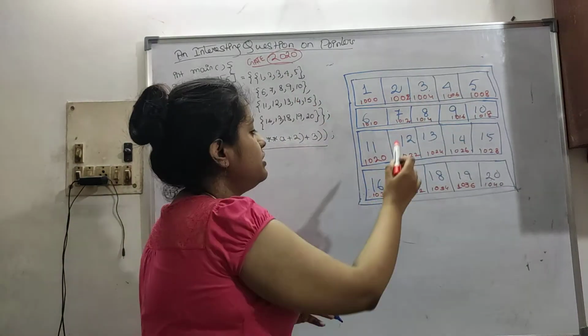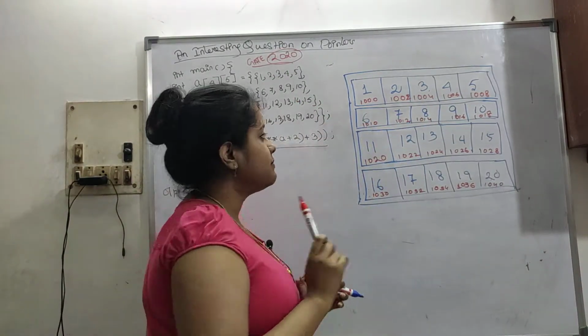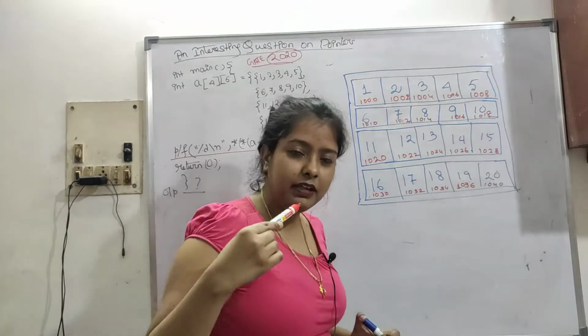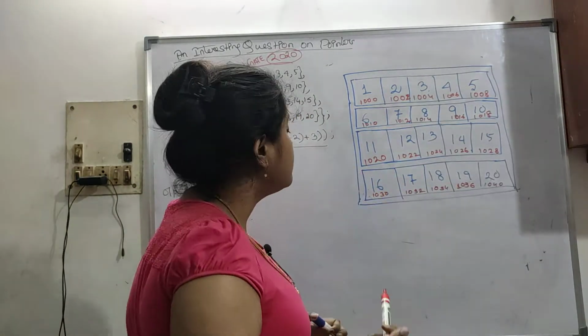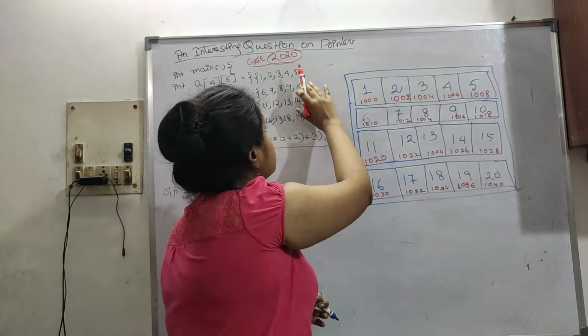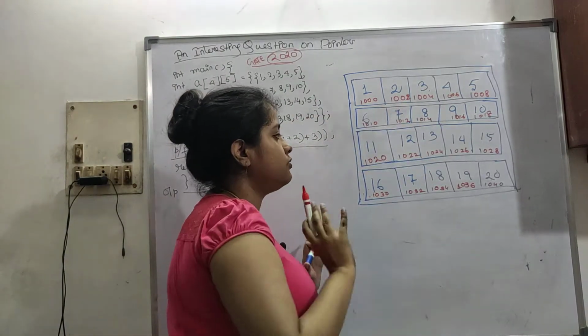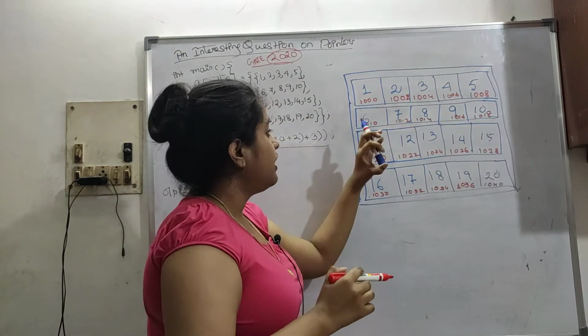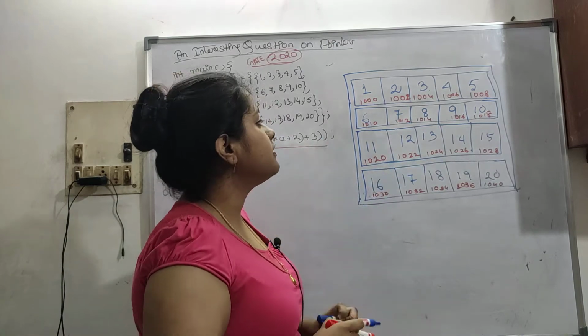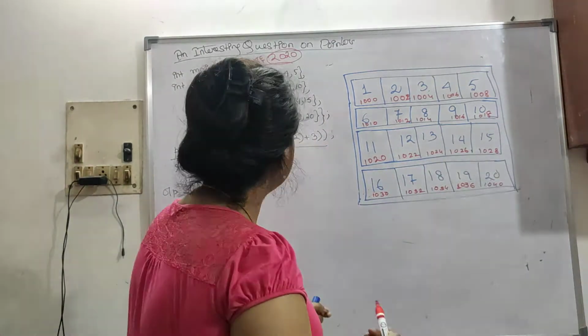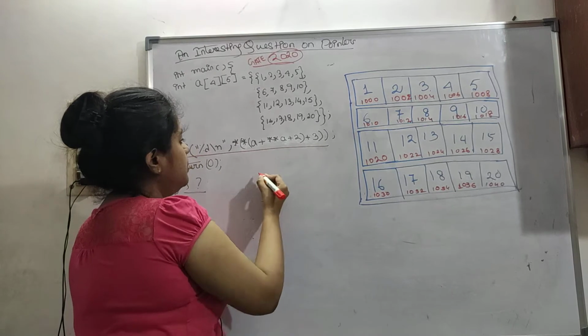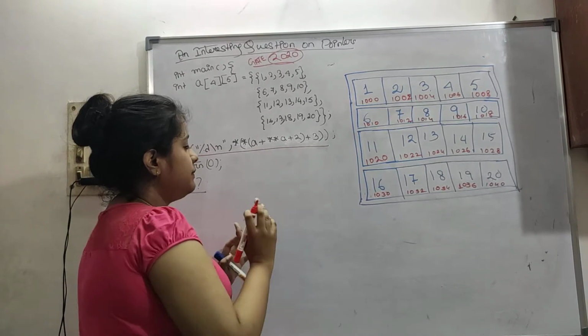So basically this is a 2D array. I just added a simple thing, that is the addresses, and it will help in solving our question. I have taken the 2D array which is given and just added the addresses. So now let's see the question, and just start with the basics.